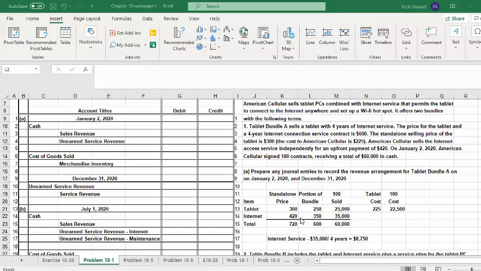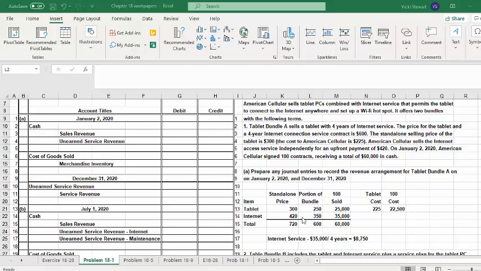So to determine the proportion of the bundle for each one, we're going to use both of their standalone prices divided by the total of the standalone price. So to determine the portion for the tablet, we take $300, divide it by $720, and multiply it by $600, and that gives us the portion of the bundle for the tablet, which is $250, multiplied by 100 of these that were sold, gives us $25,000 of sales revenue for the tablets.